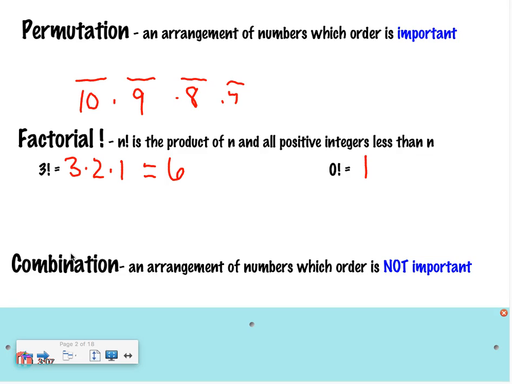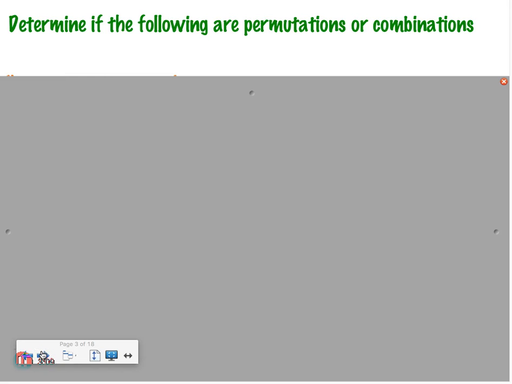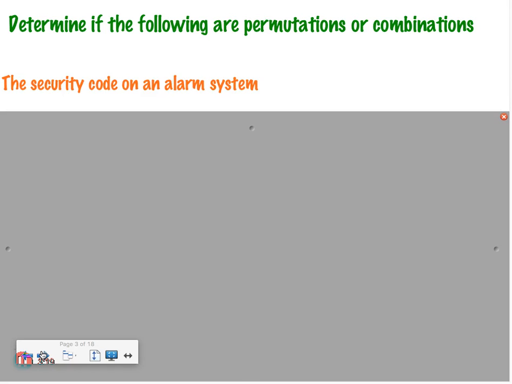Okay, these are not in your notes. Look up here. Read the situation and tell somebody sitting next to you if it's a permutation or a combination. So does the order matter or does it not matter? The security code on an alarm system. Tell your partner, whisper it.